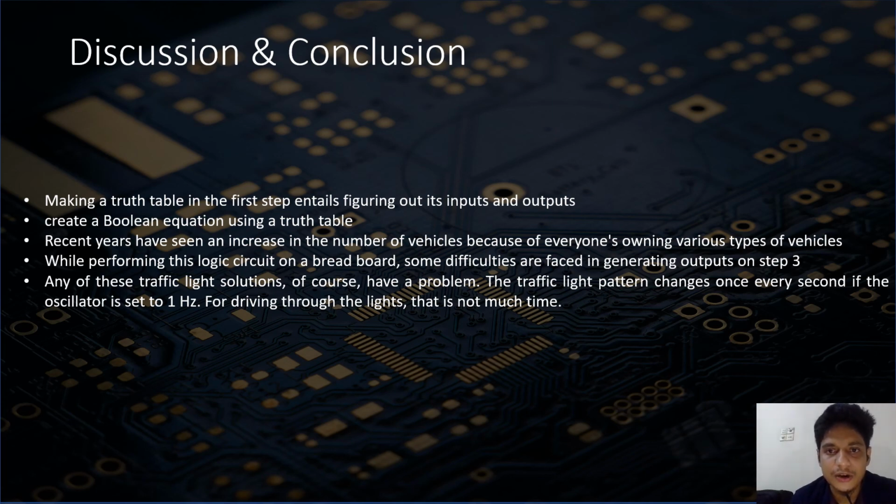While building the logic circuit on a breadboard, some difficulties were faced in generating the output on step 3. Any of these traffic light solutions of course have a problem. The traffic light pattern changes once every second if the oscillator is set to 1 Hz. For driving through the light, that is not much time. When amber is present in the pattern, a real traffic light may only stay on red for 1 second.